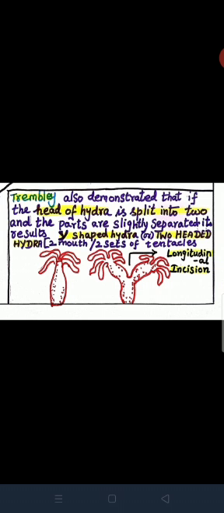Children, today's assignment. Note down the questions. Question 1: Short note on pedal laceration. Question number 2: Explain morphallaxis with neat labeled sketch.